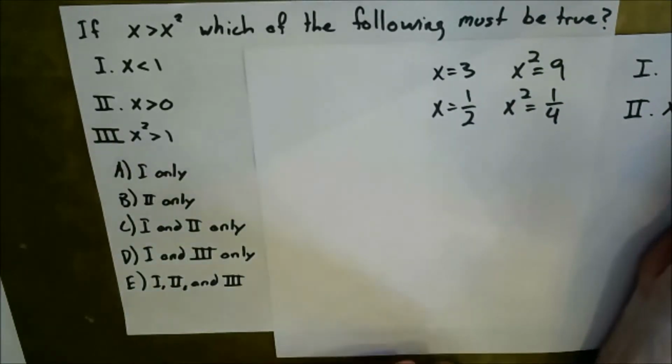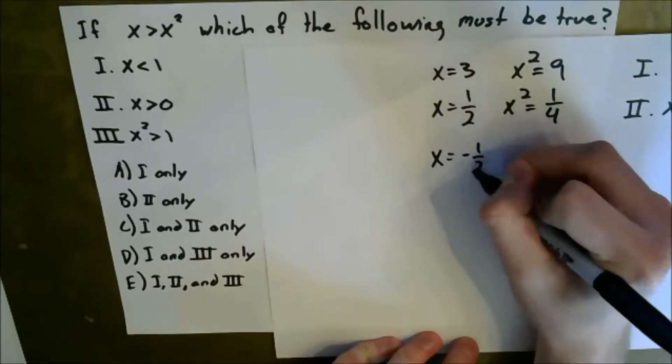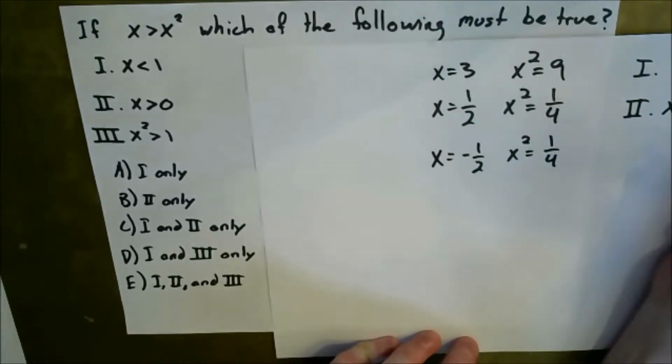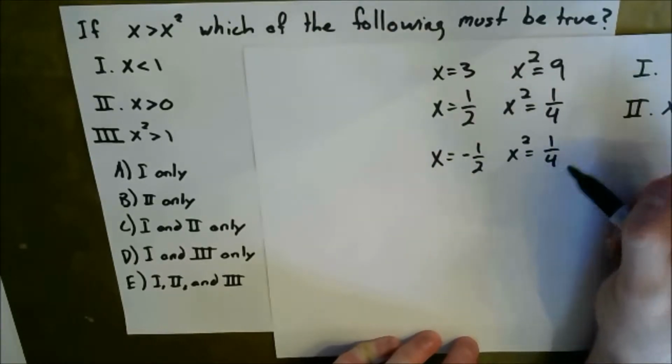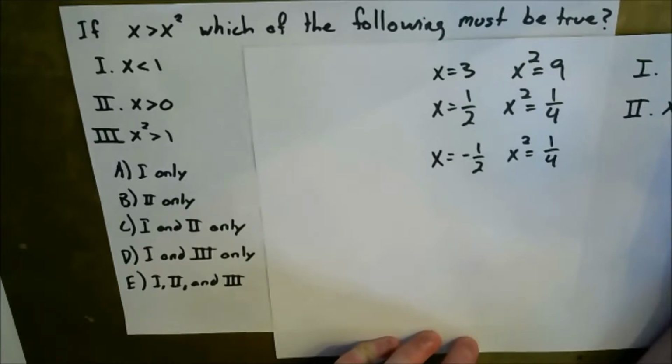Well, so this is saying x has to be positive. What if x is negative? Let's check. If x is negative 1/2, then x squared equals 1/4, and x is not greater than x squared, because two negatives multiplied together equal a positive, and a negative number is always less than a positive number. So 2 must also be true, because we need x to be positive. So we write true here.